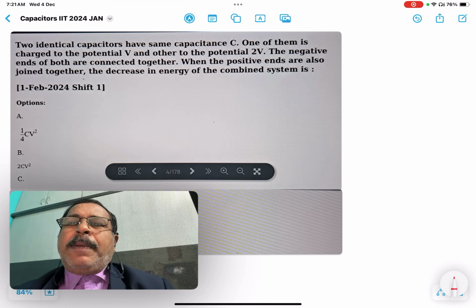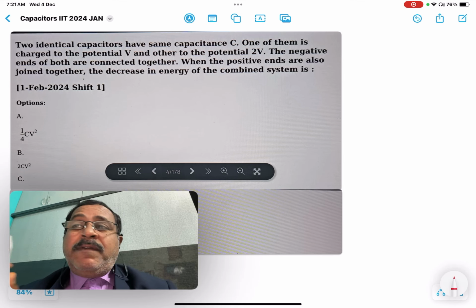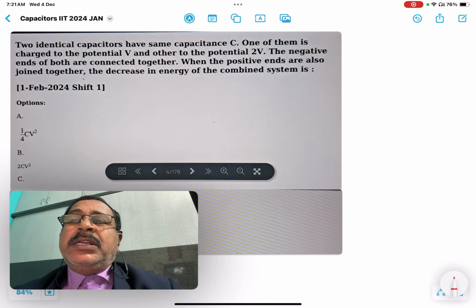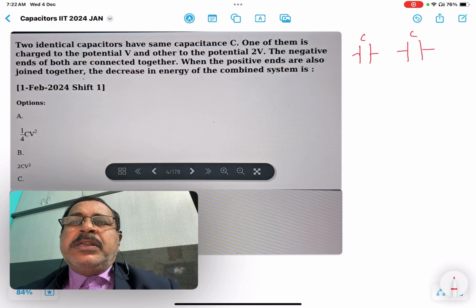Two identical capacitors have same capacitance C. One of them, now two capacitors are given there, okay, two identical capacitors. So this is first one and this is second one, okay, two identical capacitors. So their capacities are equal, that is the meaning of identical.